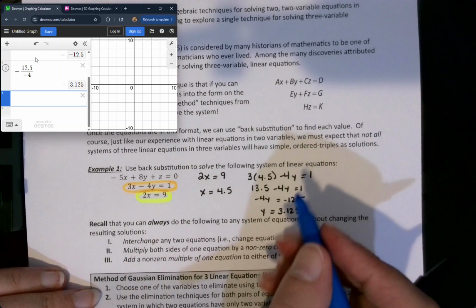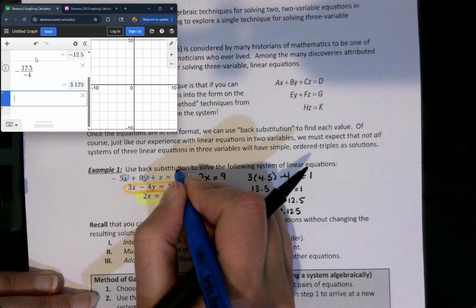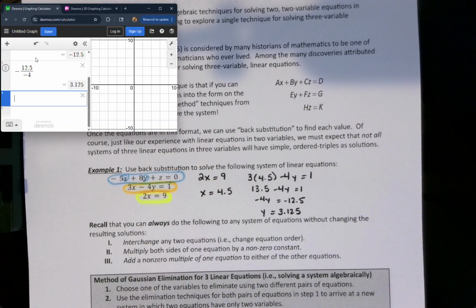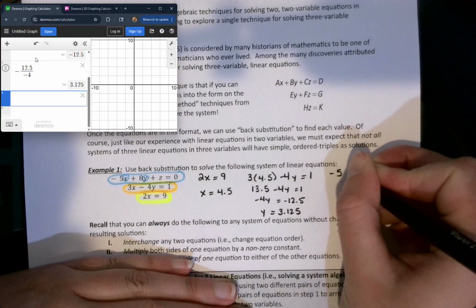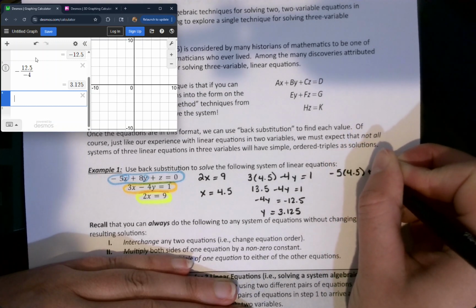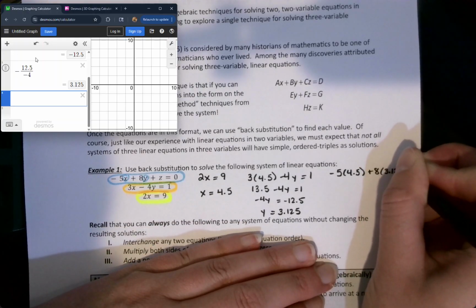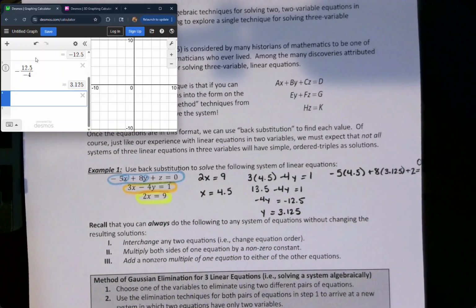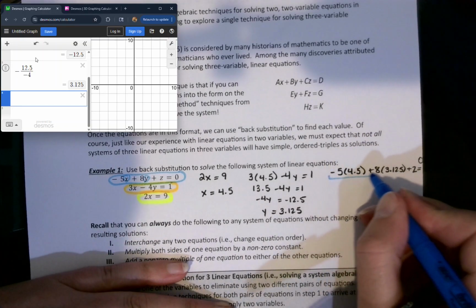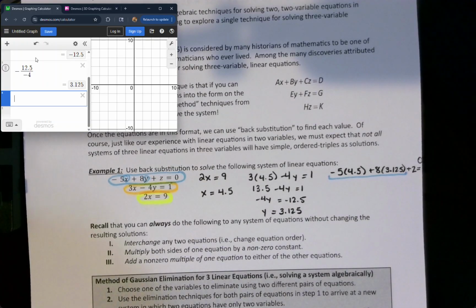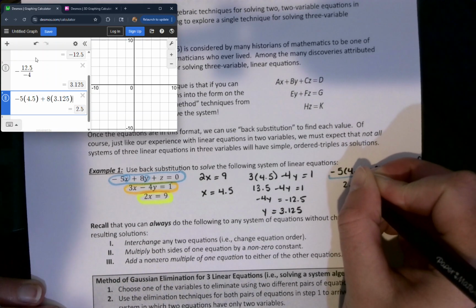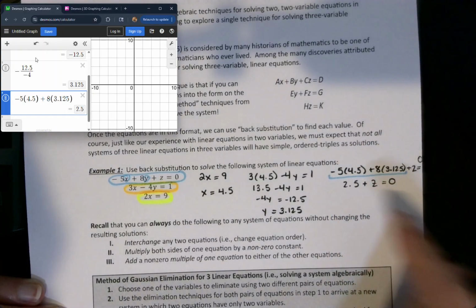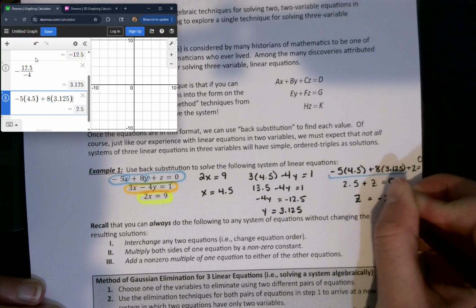From there, since I know both the values of x and y, I can plug those into the top equation to solve for z. So we'll do that next. Negative 5 times x, which is 4.5, plus 8 times y, which is 3.125, plus z equals 0. Ran out of room there just a little bit. The first 2 pieces, though, are fully numeric. So we're going to enter that and get the number for those first 2 pieces combined: negative 5 times our 4.5 plus 8 times our 3.125. That all comes out as 2.5 plus z equals 0. So I can subtract the 2.5 off and get a value of negative 2.5 for z.